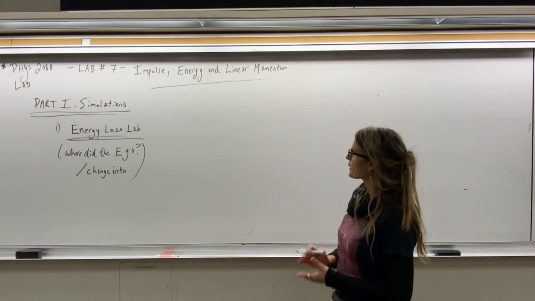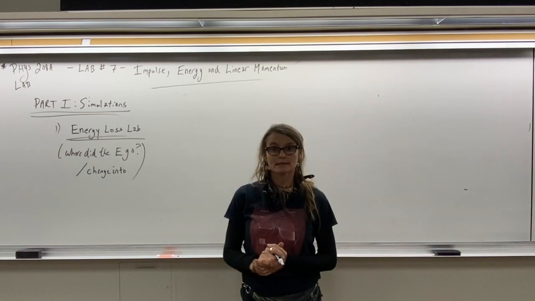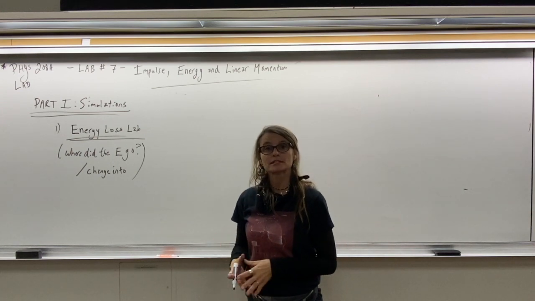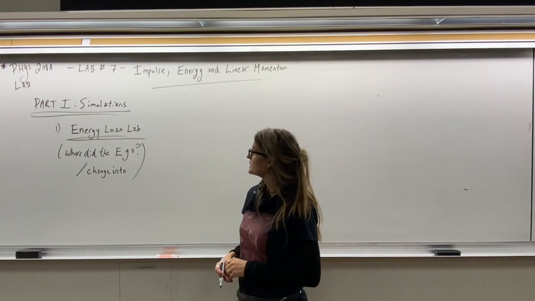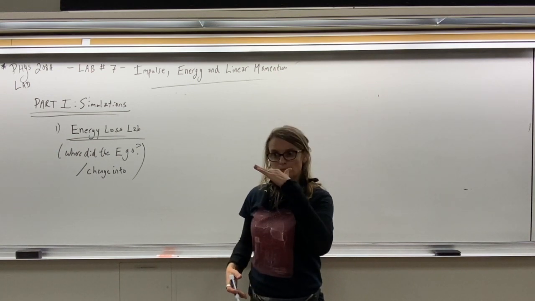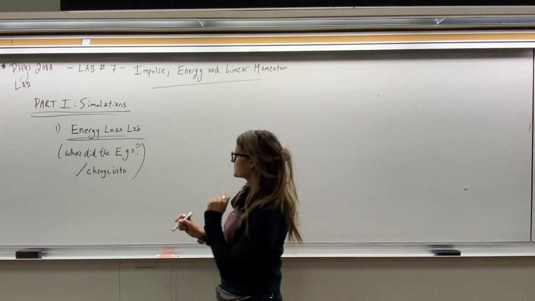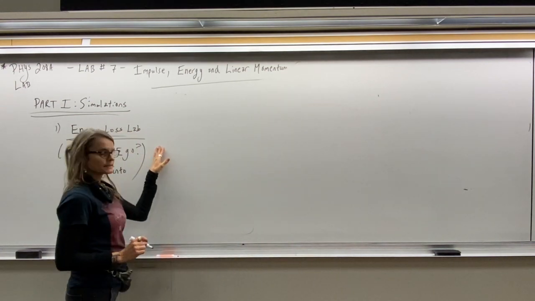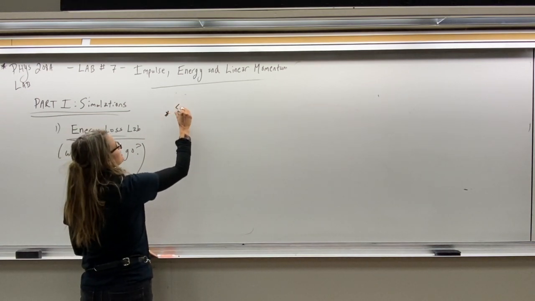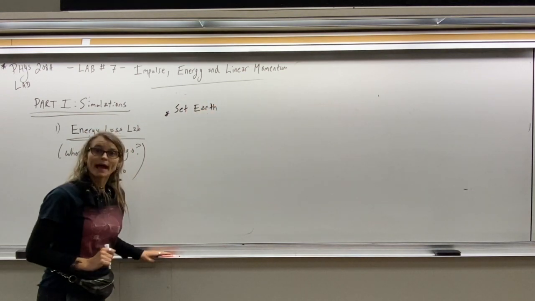So for the first part of our lab here, the simulations, we'll look at the energy loss lab, and then we'll also do some of this experimentation on our own. We'll test different types of objects, different types of balls, and we'll look at the height that we drop it from and the height it rebounds to. So in this energy loss lab, this will set you up for doing this experimentation at home. And we're going to set this to Earth so that we have a specific amount of gravity acting on our objects.